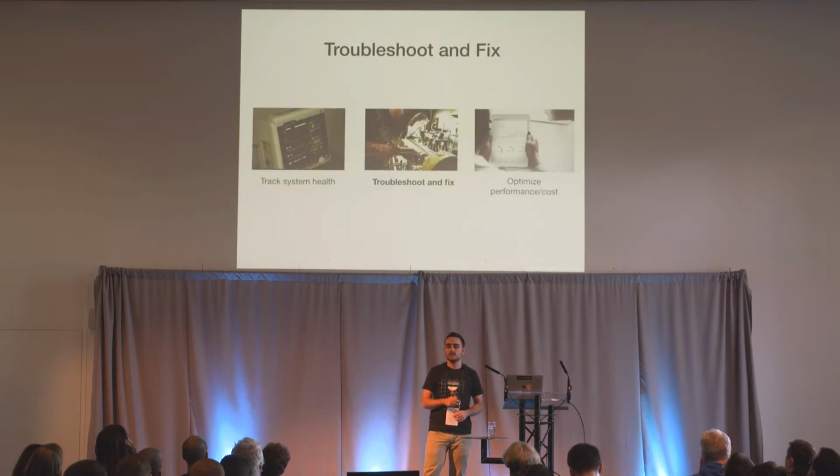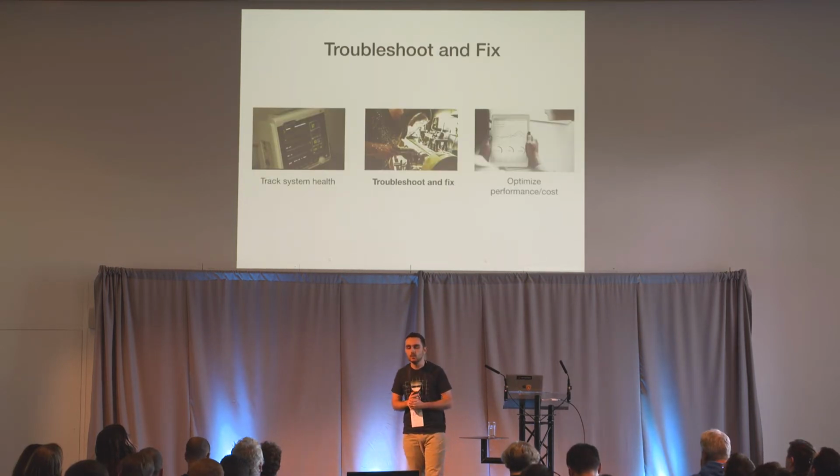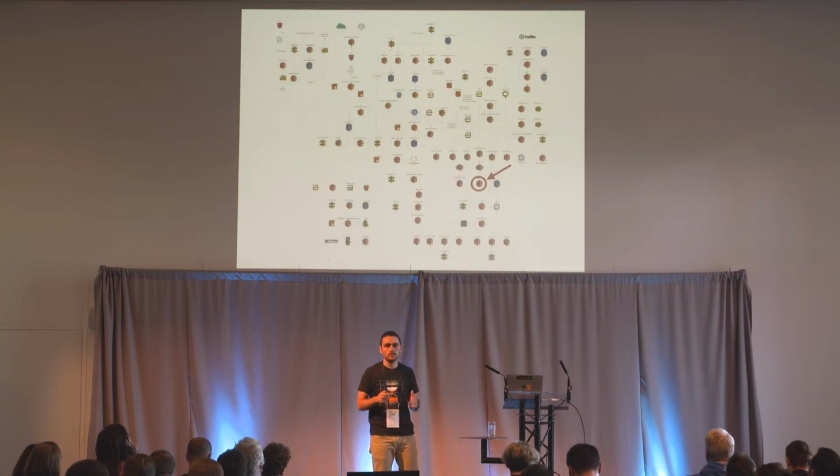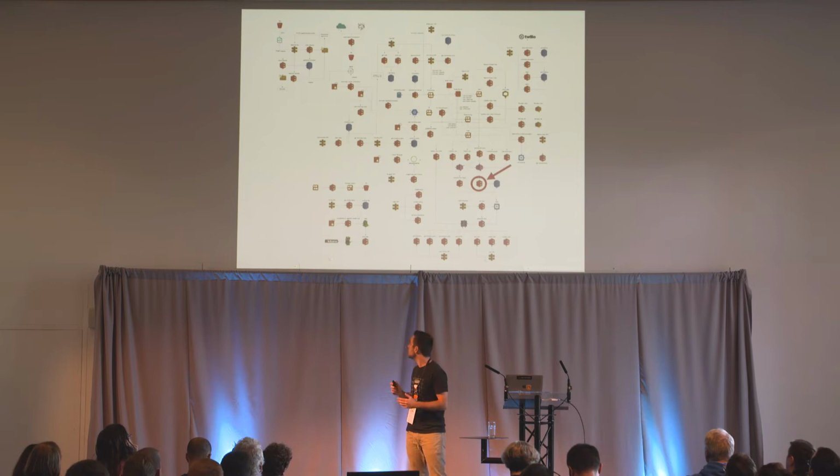So we talked about what is the system and how we can track its health. Now, let's talk about what happens when we already had an error in our system. How can you troubleshoot and fix it effectively? So let's go back to an example. Let's say that we know that an error occurred in this lambda.